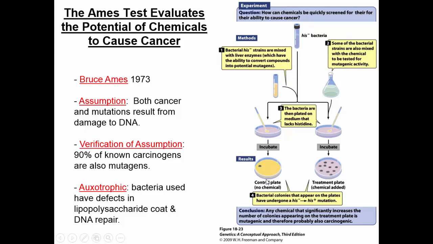Here's his control group on the left. He took these his-negative bacteria, exposed them to something that was not a mutagen, right? So basically nothing, like water or something. He put them on an agar plate that lacked histidine. If the bacteria can't produce histidine, the plate doesn't have histidine, and they need histidine to live, what would you expect on the control plate? You expect no growth, right? So no growth is our control.